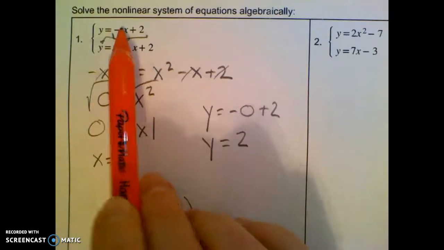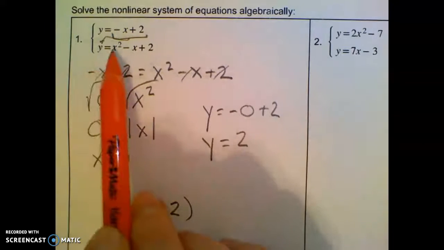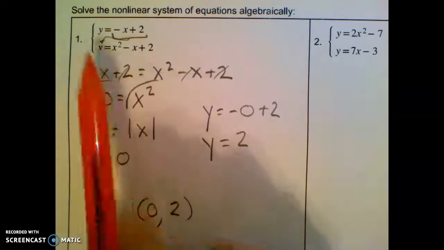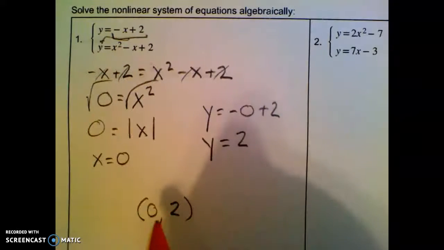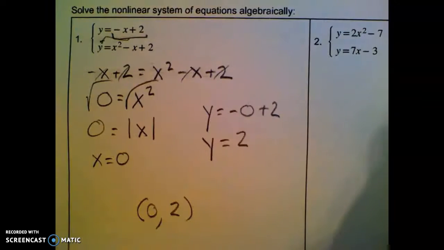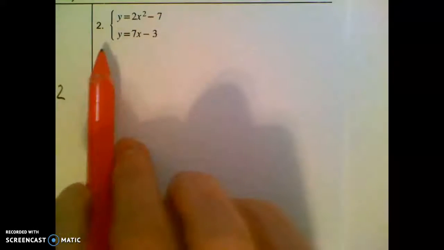So plug in 0 here, you get 2 equals 2. Cool. Plug in 0 here and here, you get 2 equals 2. So just plug in this ordered pair into both equations, make sure it is correct, and that's how you check your answer. All right, number 2, also a quadratic and a linear.